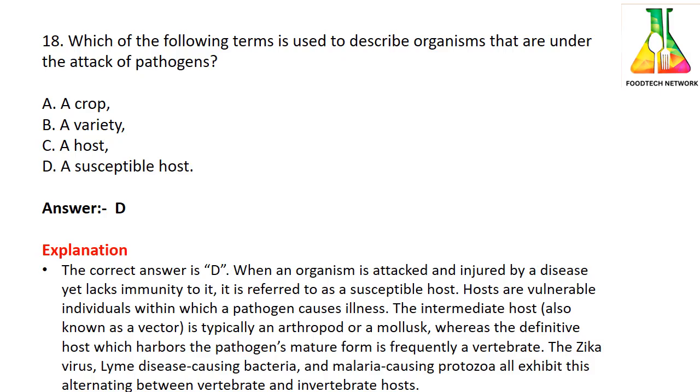The intermediate host, also known as a vector, is typically an arthropod or mollusc, whereas the definitive host, which harbors the pathogen's mature form, is frequently a vertebrate. The Zika virus, the Lyme disease causing bacteria, and the malaria causing protozoa all exhibit this alternation between the vertebrate and invertebrate host.